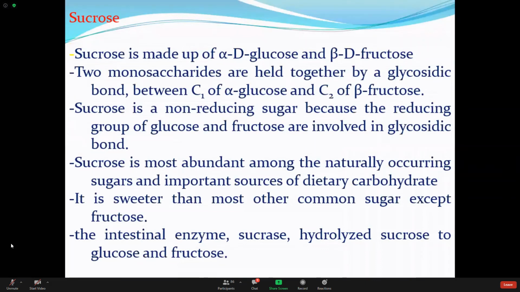Now, it is a non-reducing sugar, because it cannot reduce anything. It is the most abundant among naturally occurring sugars, and it is sweeter, and obviously sucrase is the type of enzyme that acts on it. I think I should be a little bit fast now. All of this is written in very, very simple language, so just go through it, nothing more to understand.